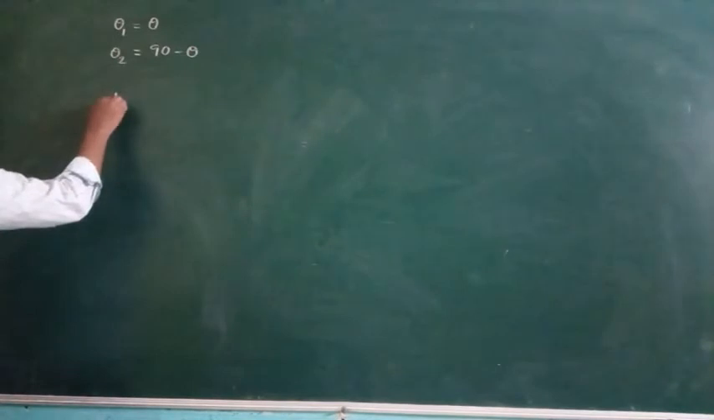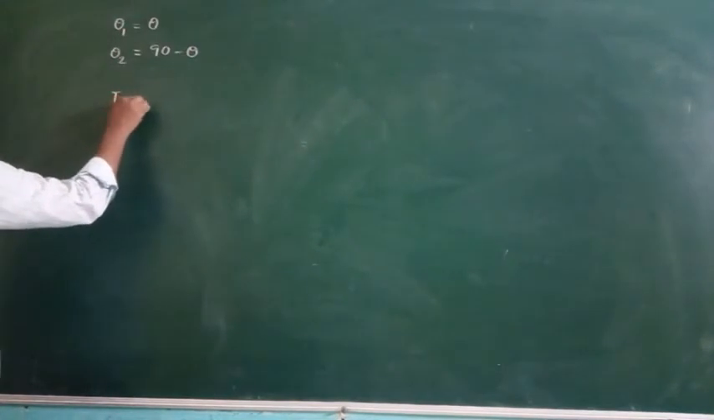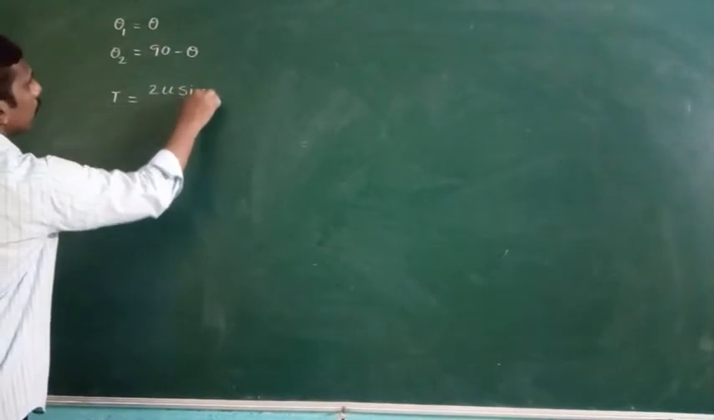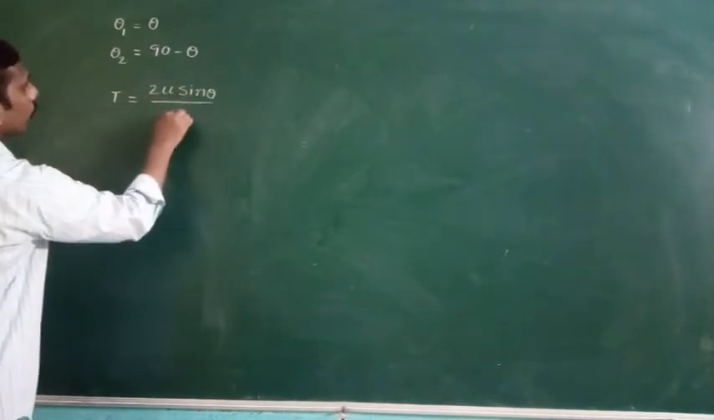So for this, first from the time of flight equation, time of flight T is equal to 2u sin theta by g.